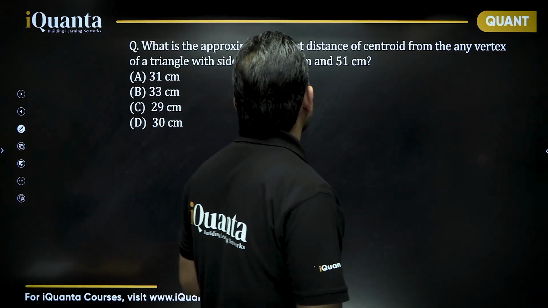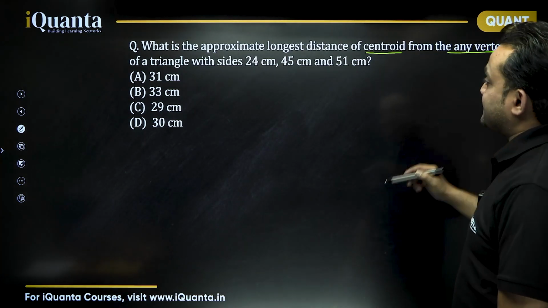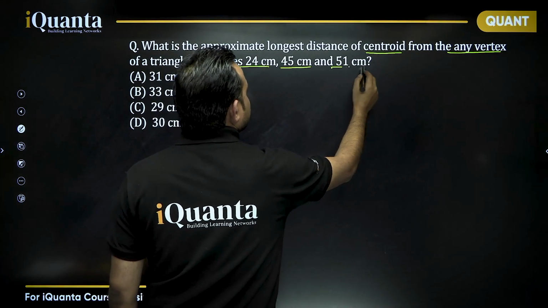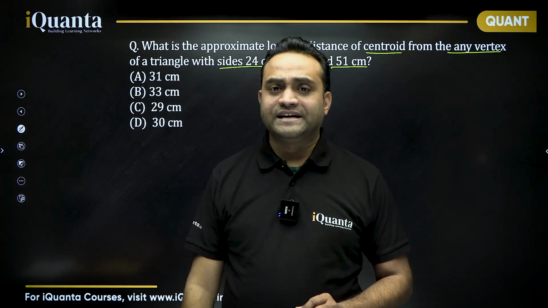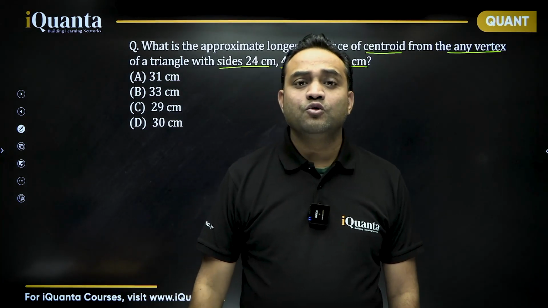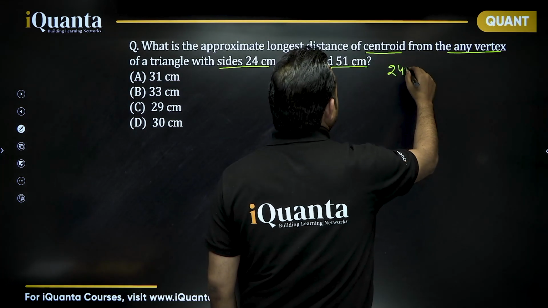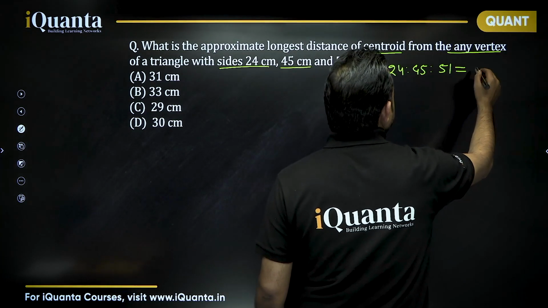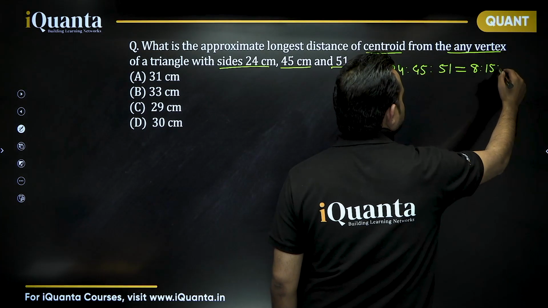Next question: what is the approximate longest distance of the centroid from any vertex of a triangle with sides 24 centimeter, 45 centimeter, 51 centimeter? Let me tell you one very important thing here. Whenever the lengths of all three sides are given in the question, you must find their ratio. The ratio of 24, 45 and 51: all of these are multiples of 3. So divide by 3, and we get 8 is to 15 is to 17.